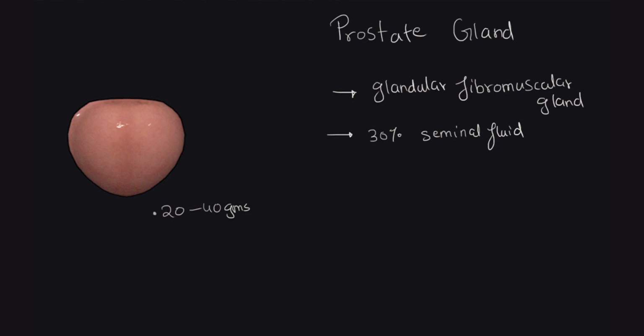the seminal fluid. Now, if you look at the measurement, it is almost similar to that of the larynx. It is 4 centimeters transversely, 3 centimeters in height, and 2 centimeters in thickness. The larynx also measures about the same, so you can see that it's very small. Let's get a better view of this organ.